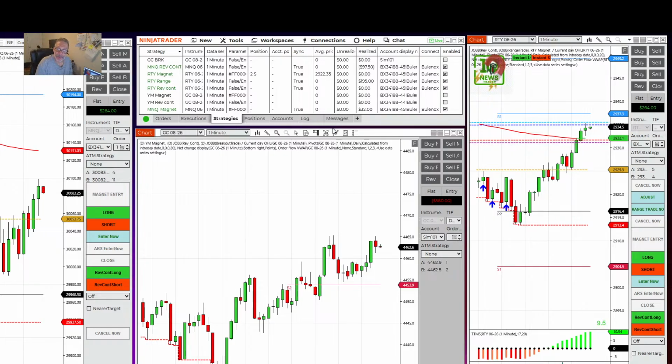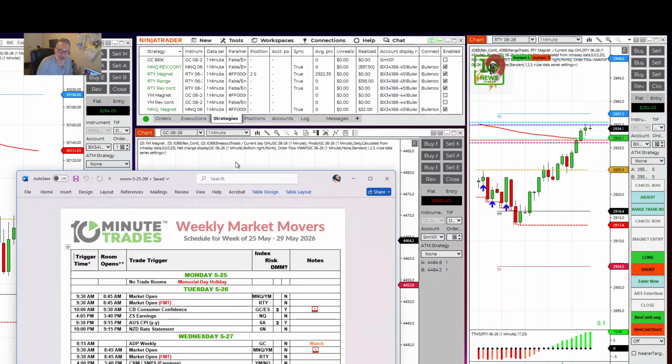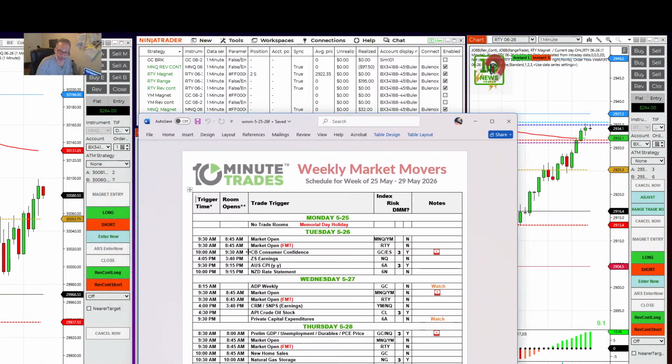All right, everybody. We have an afternoon room. We have a 3:40. We have an earnings. Let's look at the schedule. What is it? Is it CrowdStrike? Synopsys, we've never looked at. I just noticed they were trading very close to CrowdStrike. I believe CRM is CrowdStrike.